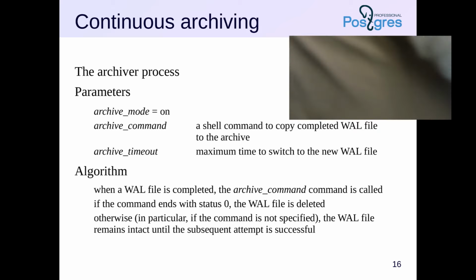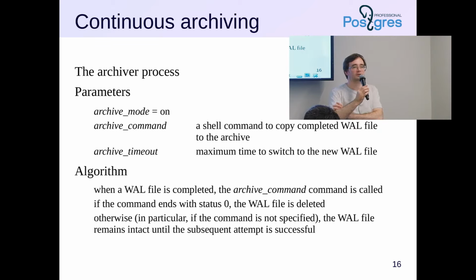It may be cp just to copy files, or you can copy it over the network to another server, anything you want. This command must return 0 status to inform PostgreSQL that it successfully copied your file to the archive. If not, Postgres will try to execute this command again and again until it gets 0 status. And it will not delete your WAL file until it gets into the archive.